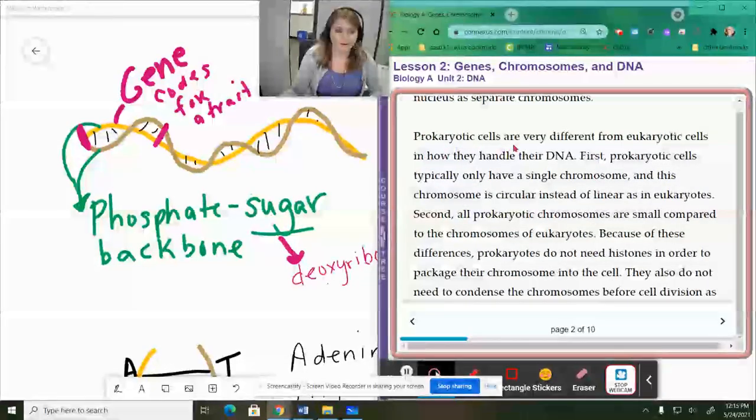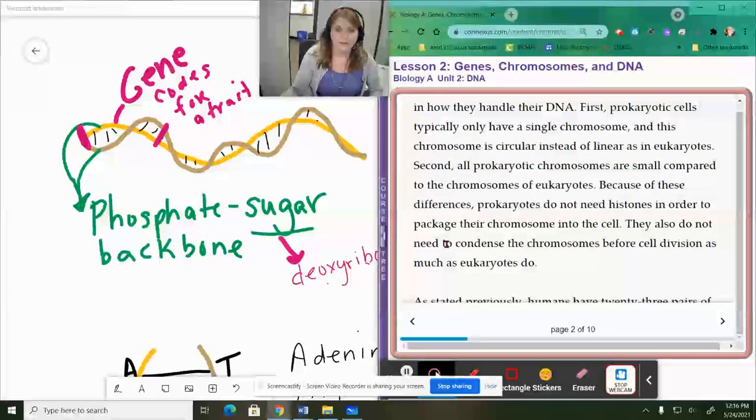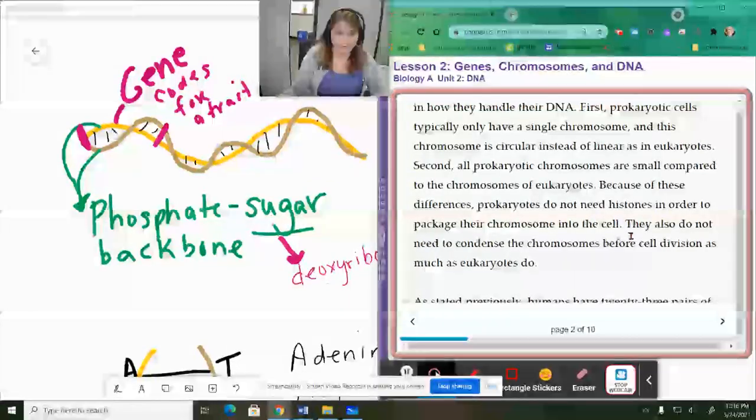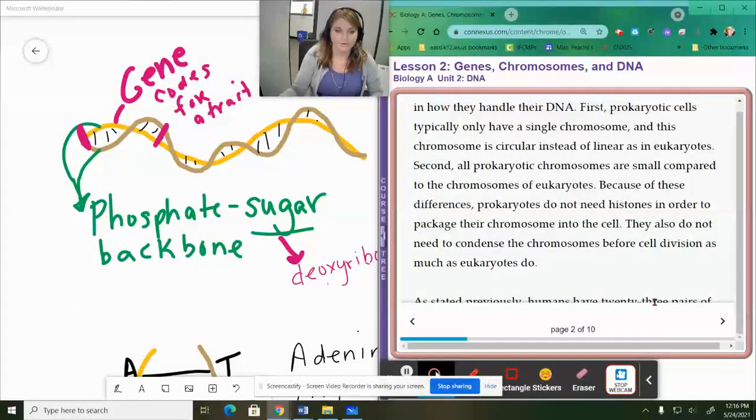Moving on, it says prokaryotic cells are very different from eukaryotic cells in how they handle their DNA. First, prokaryotic cells typically only have a single chromosome, so they don't have, like, we have 23 pairs, remember, 46 total. Prokaryotic cells have one, and it's usually circular instead of linear, being a straight line, as in eukaryotes, right? All prokaryotic chromosomes are small compared to the chromosomes of eukaryotes because of these differences.